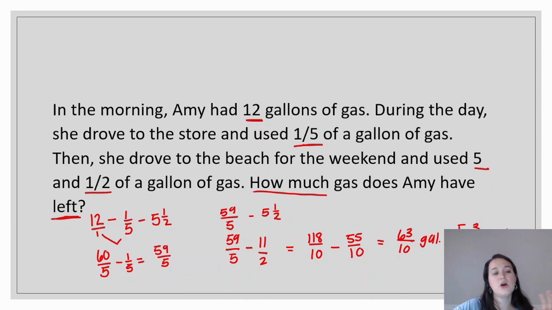All right, so those are word problems with some fractions in them, just a little bit of a review. And that will wrap up our fraction playlist, our series there.